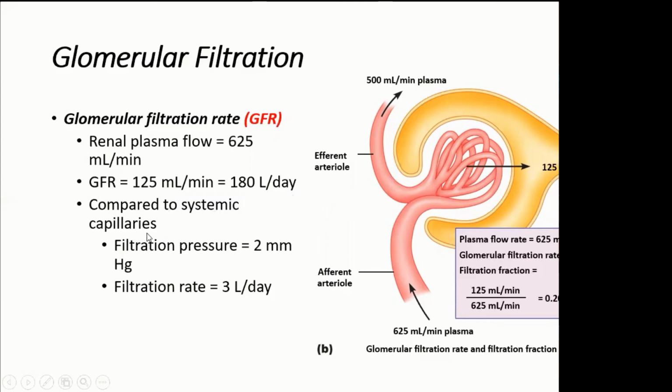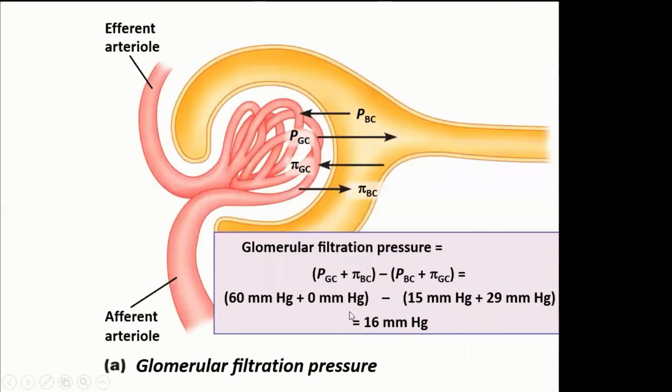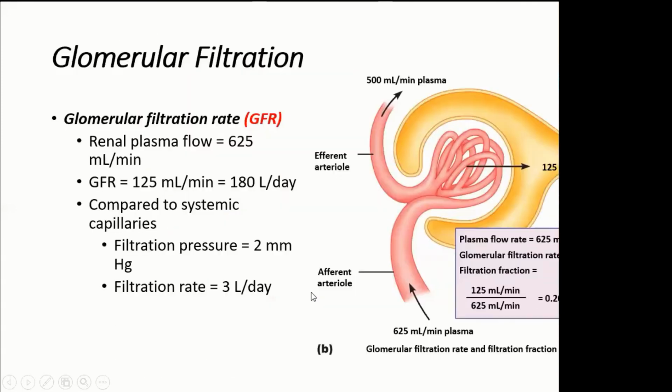That's a lot more than when we were talking about the systemic capillaries. In the systemic capillaries, our filtration pressure normally was only about 2 millimeters of mercury, whereas we now have a filtration pressure of 16 millimeters of mercury to move fluid into the nephron. We only filtered out about 3 liters per day of plasma into tissue in our normal systemic capillaries. That was how they were getting their oxygen and nutrients, through filtration in the systemic capillaries. That's much, much less fluid than is going through the kidneys.